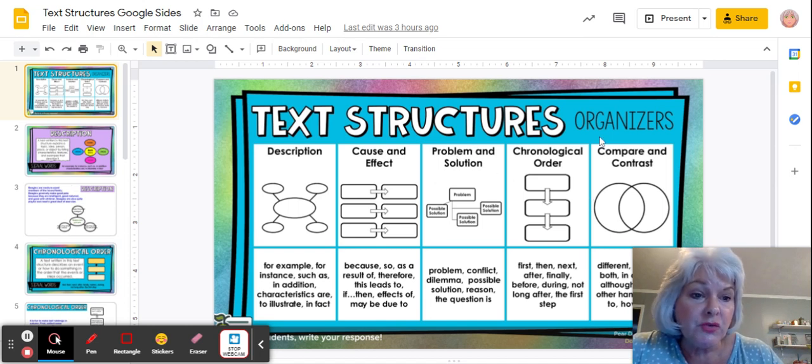So our different text structures, our graphic organizers, would include description. For description, you have special signal words that are going to help you understand the text structure. If you're describing a particular person, a hero of the American Revolution, you're going to say, for example, for instance, such as, in addition, characteristics are, to illustrate, and in fact.